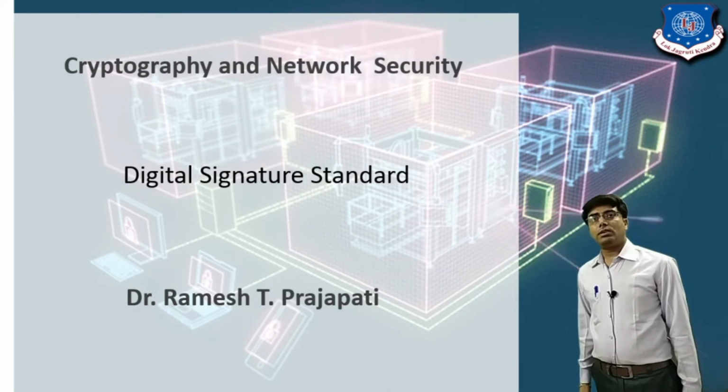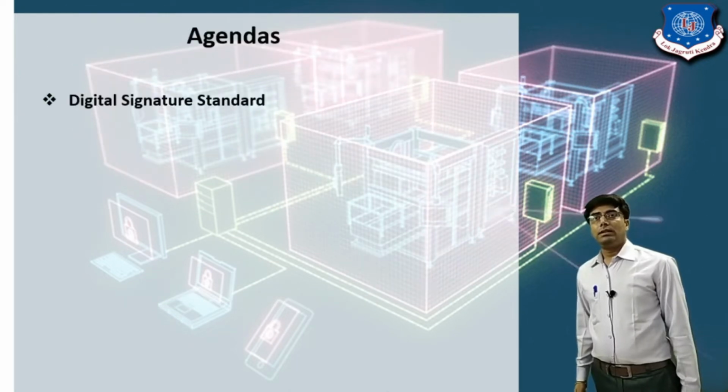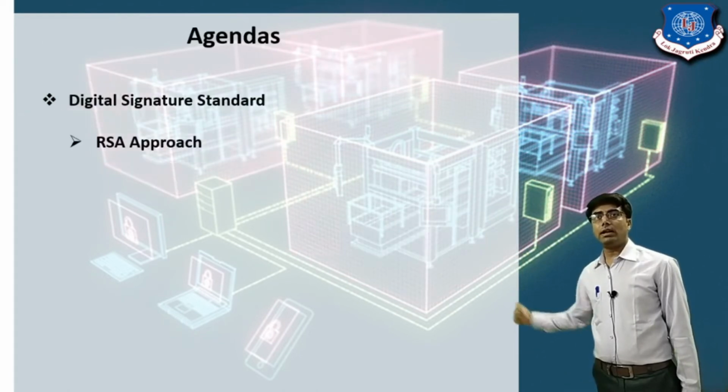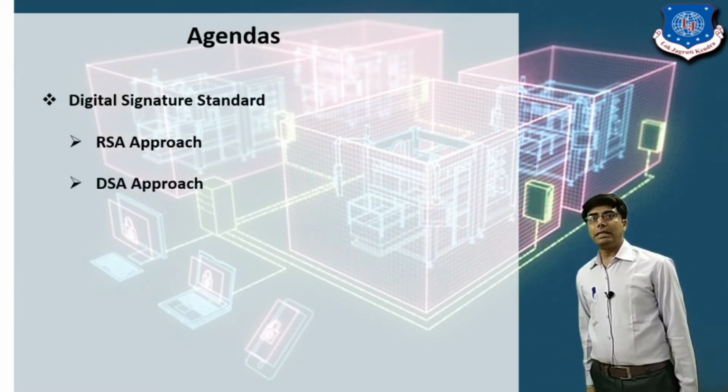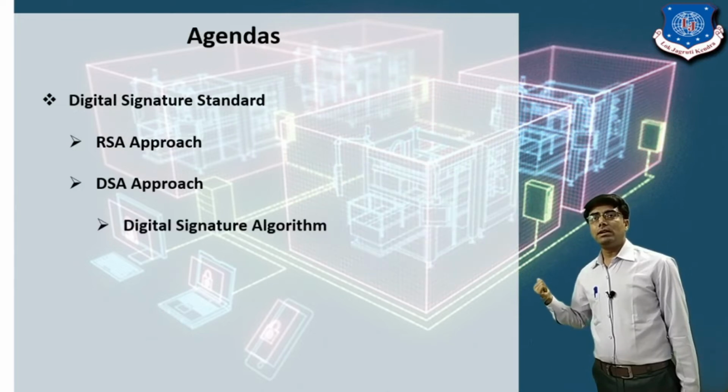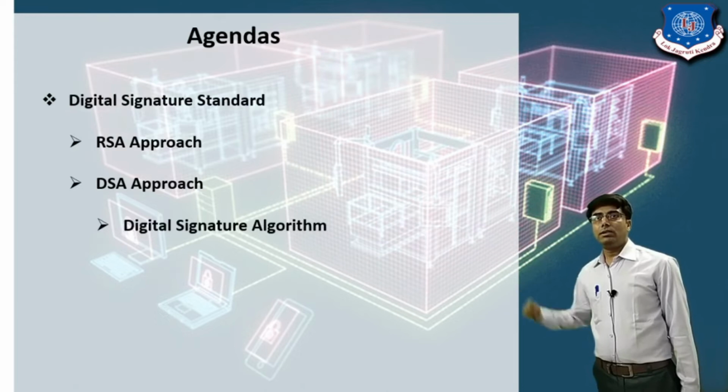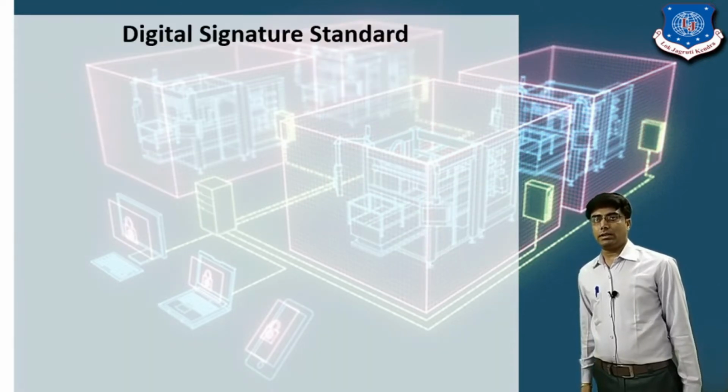So let's start with today's agenda. The first is the digital signature standard. Second, there are two types of digital signature standard. The first is the RSA approach, the second is the DSA approach, and the third is the digital signature algorithm. So let's start with the digital signature standard.